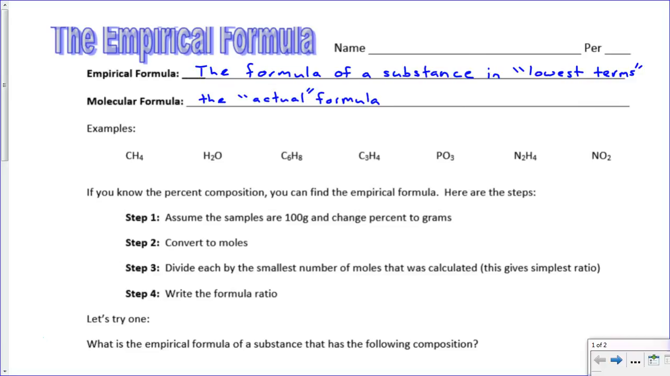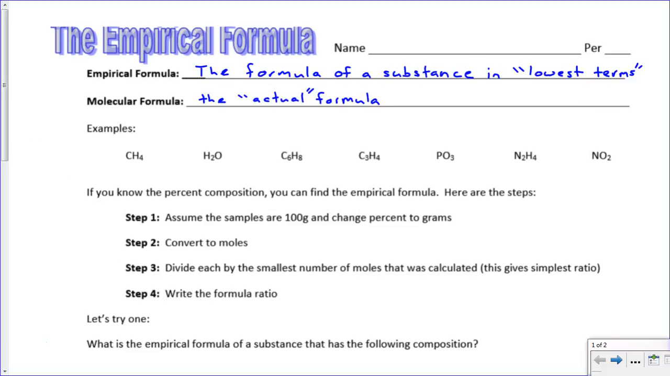For instance, if you have benzene, benzene has a molecular formula of C6H6. That's its actual formula. However, if you wrote out its empirical formula, you'd reduce that down to lowest terms, which would just be something like CH. All right, if you're looking at something like carbon dioxide, which is CO2, that's already in its lowest terms. So CO2 is the molecular formula for carbon dioxide. It is also the empirical formula.